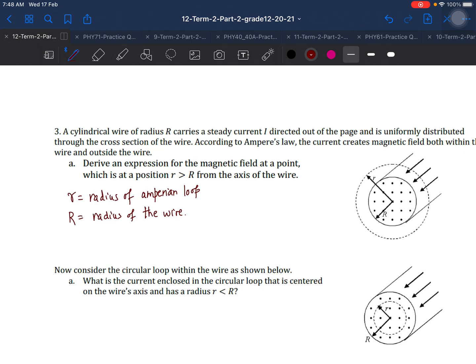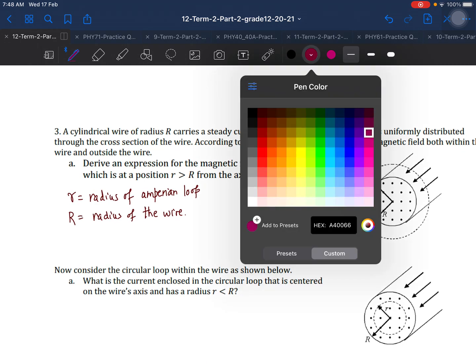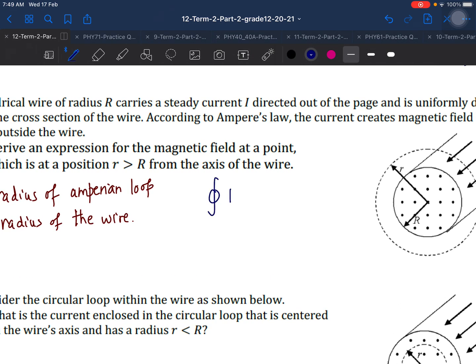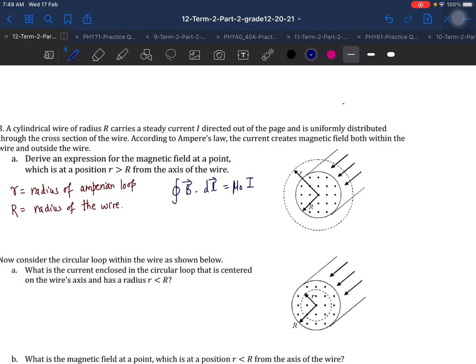Now we are going to apply Ampere's law to solve this. Let's write down Ampere's law: the closed integral of B dot dl is equal to mu naught I, where I is the net current in the Amperean loop. As shown in the diagram, because small r is greater than capital R, the Amperean loop is outside the wire. So the wire itself is enclosed in the Amperean loop, and all of the current is going to be considered when we apply Ampere's law.